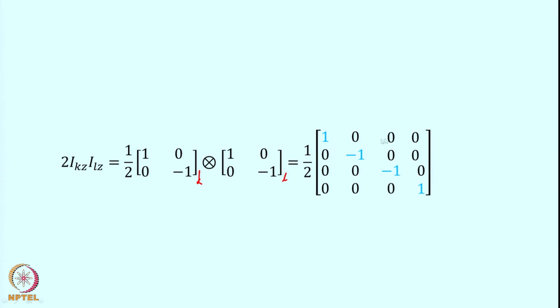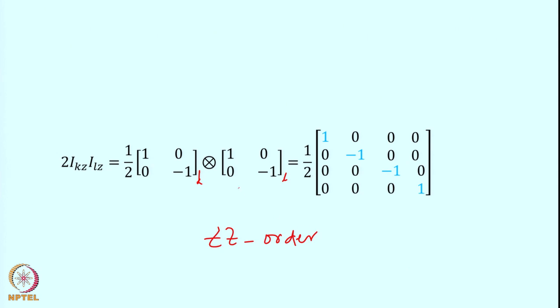This represents a different kind of situation. We have 1 0 0 0, 0 minus 1 0 0, 0 0 minus 1 0, 0 0 0 1. Notice that all the diagonal elements are occupied here, and all off-diagonal elements are 0, which means this operator does not represent transverse magnetization, or coherences between the spins in the individual states. What does it represent? This represents what is called ZZ order.